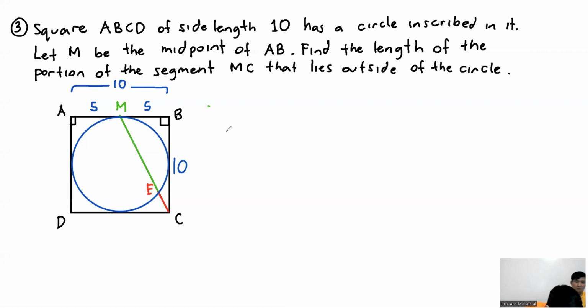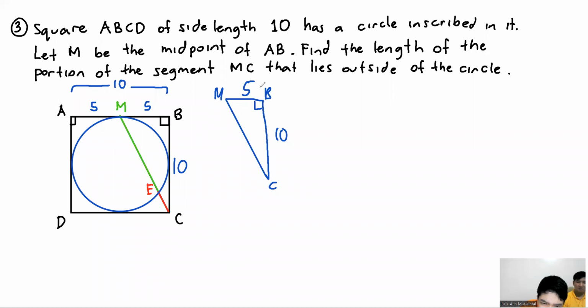If you don't notice it, a quick construction. I've created the right triangle. Actually, I didn't create it, I just pointed it out. There's a right triangle here. So if we want to find a portion of the segment MC, it will be good to find MC itself.